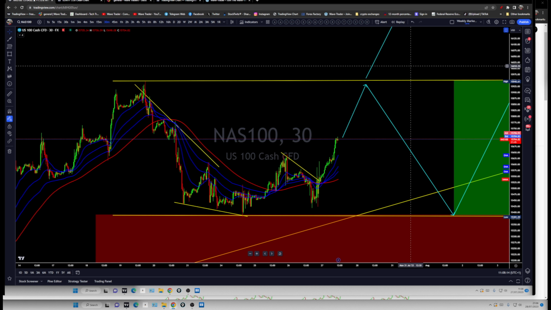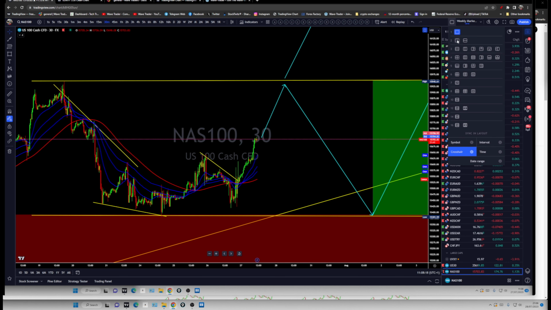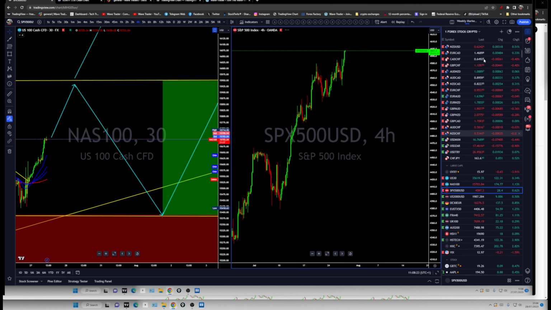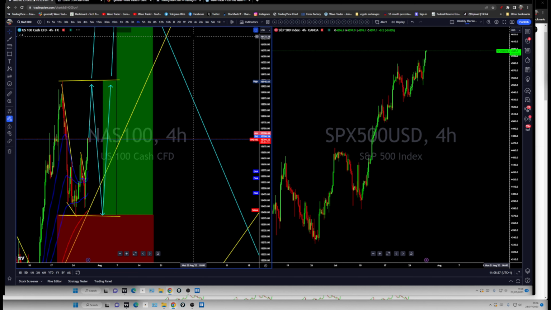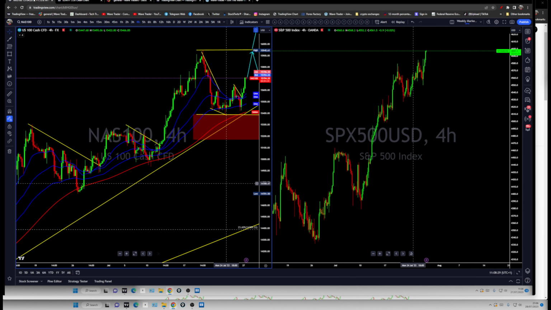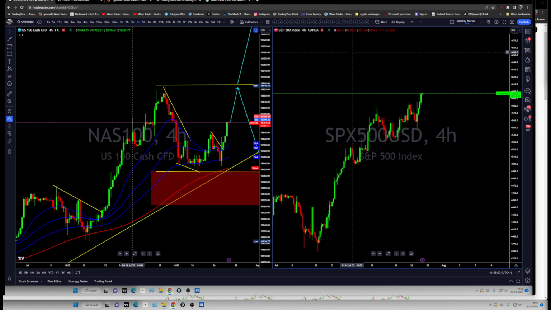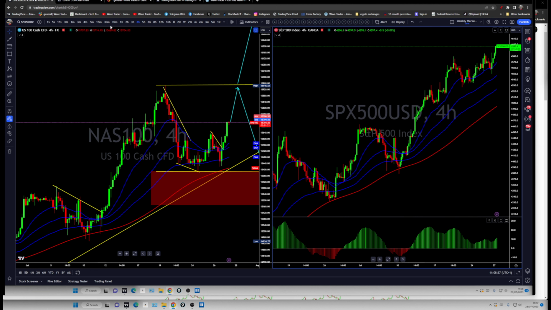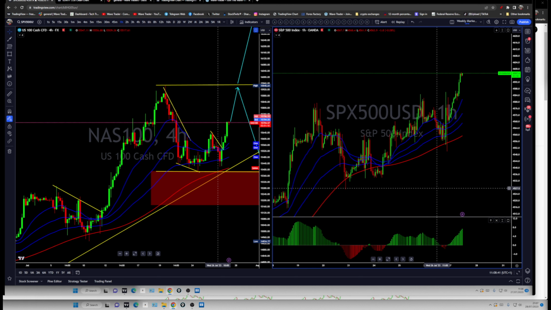If I open the S&P 500 chart on my right side, you're going to see that the S&P 500 has just broken out the highs. You can see that. If I pull out the moving averages, the trend is so strong on the S&P 500 that the price never tested the moving averages on the 4-hour time frame.